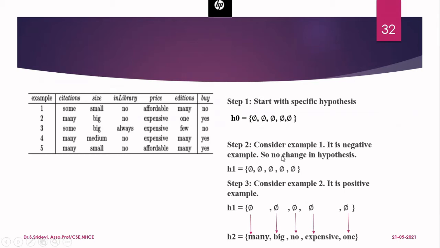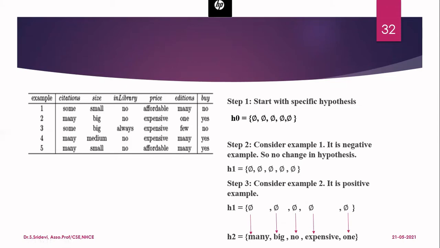In case of a negative example, I will not change the hypothesis. I will retain the same hypothesis. So H1 will be now all 5 null values. Now I am going to consider the second record. Here the target class is S. That means it is a positive example. So I am going to consider the hypothesis now.